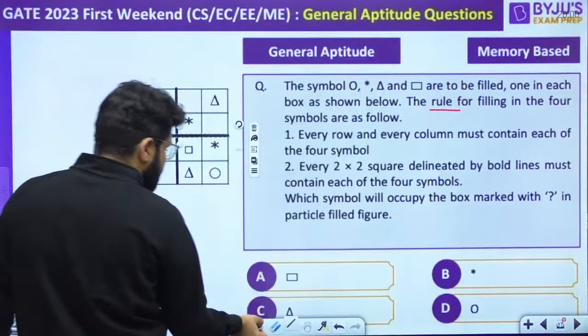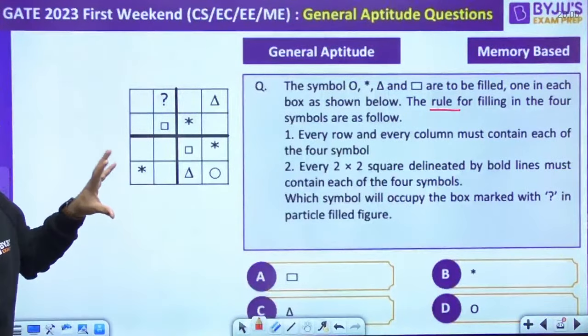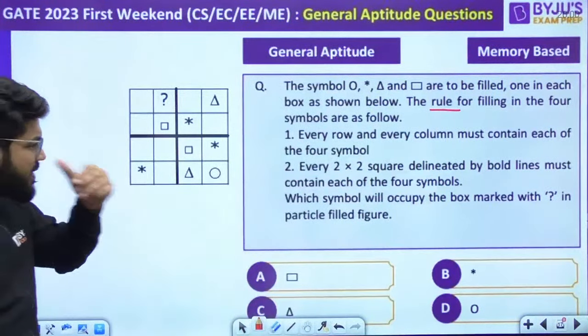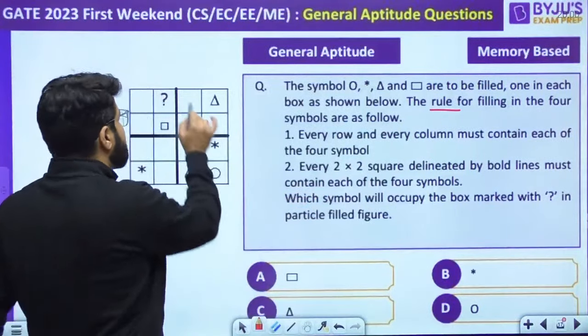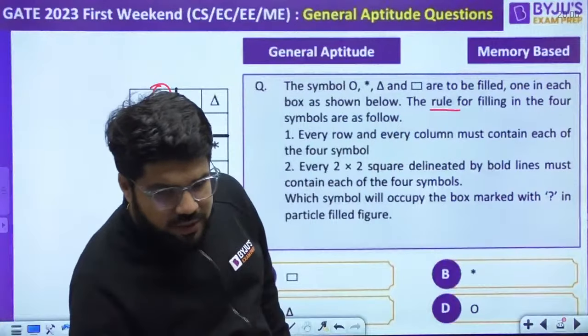So what is the role of these bold lines? They are separating the overall picture into 4 2 cross 2 squares. Which symbol will occupy the box marked with the question mark? What will come here? That is the question.